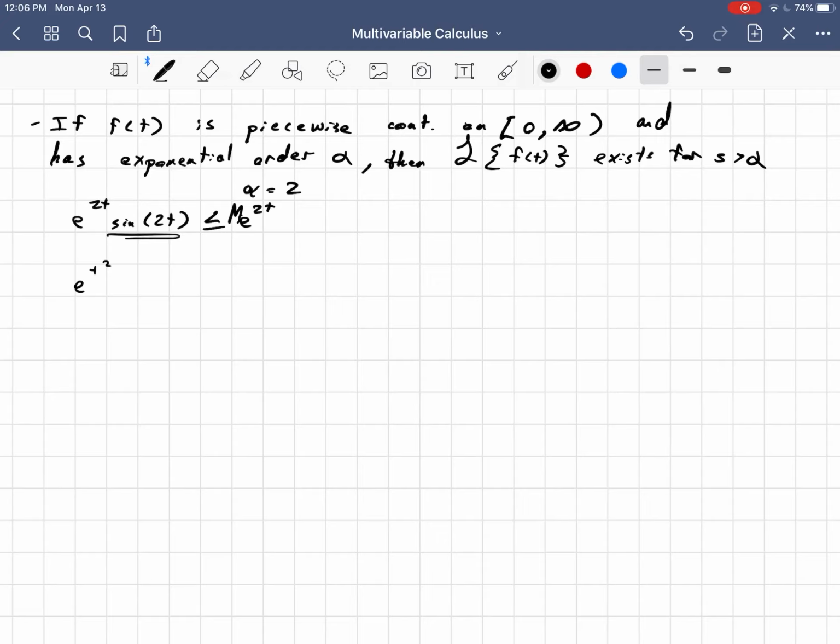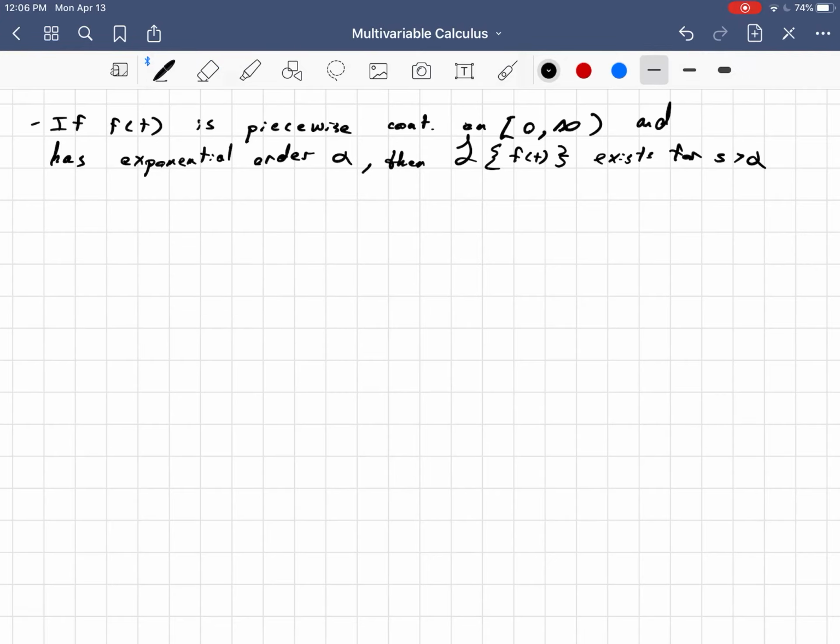The function e to the t squared, for example, does not have exponential order because it is increasing quicker than any other exponential function in the form m e to the ct. And we can show that because the limit as t approaches infinity of e to the t squared over e to the ct is infinity.